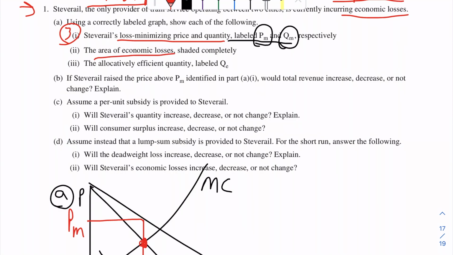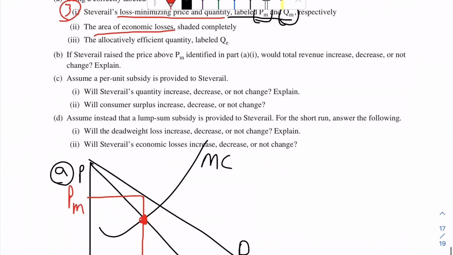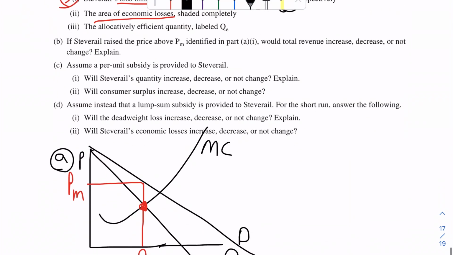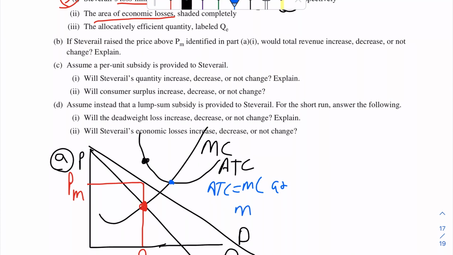All right, now I saved the ATC for this question right here. Show the area of losses. So I like to do the ATC after I do price so I can know where to draw it. So I know that price is less than ATC. So my ATC has to be more than price. So I need to draw the ATC like this. Remember, the ATC hits the MC at the minimum ATC. Very important that you remember to draw it like that. Okay. So this is our ATC right there.